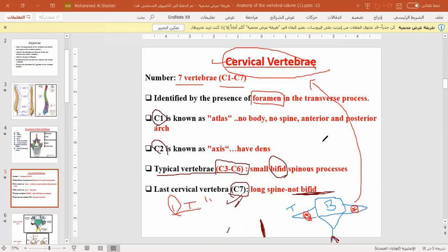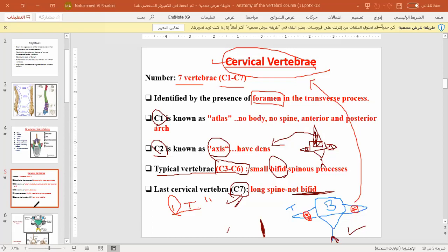C2 is very characteristic. It has a body, transverse processes with a foramen, the lamina and the spine, and the spine is bifid. So it is the same as the typical. But what is added? Why is it C2? C2 is named the axis vertebra because it has a long process arising from the body like that. It is very characteristic for C2, so it is named axis. This part is named the dens.